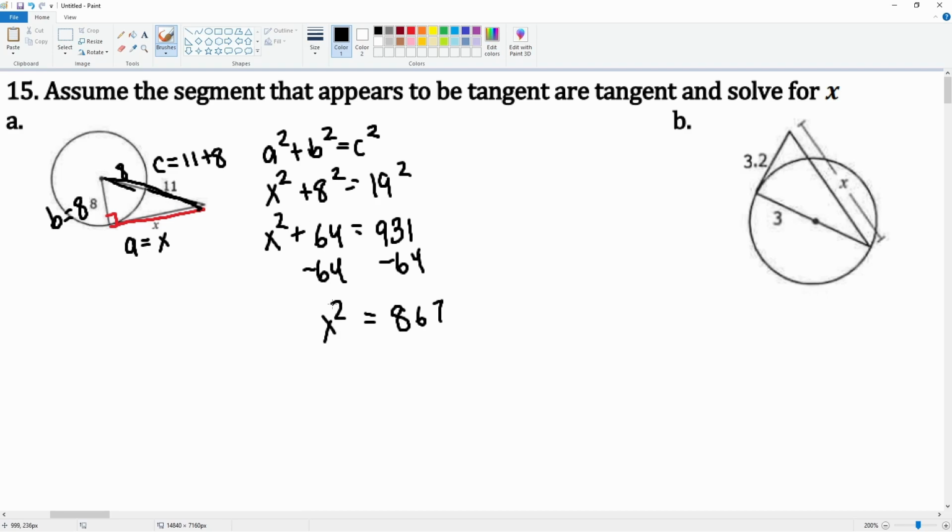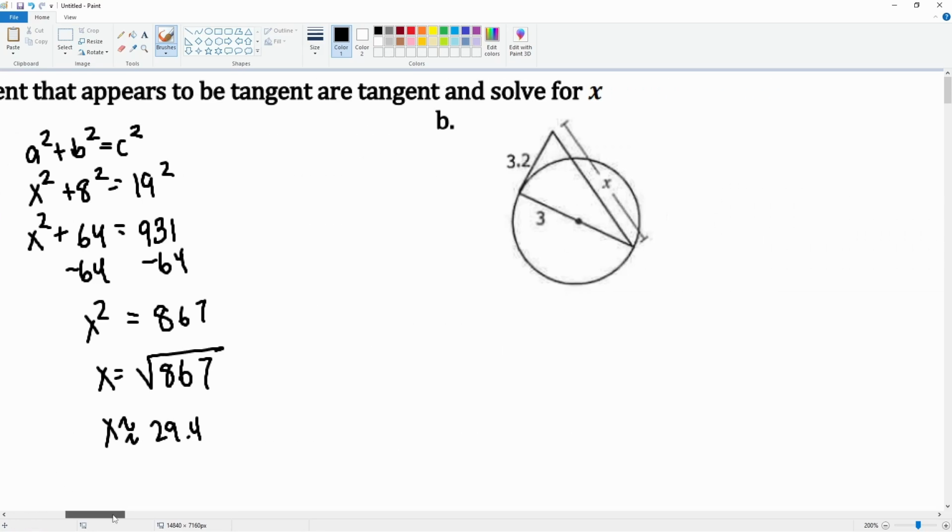Now you want to take the square root of that. If you take the square root of 867, that doesn't come out really pretty, so we can just say it is the square root of 867, which is roughly 29.4. Right, so there you go. That's what x would be.